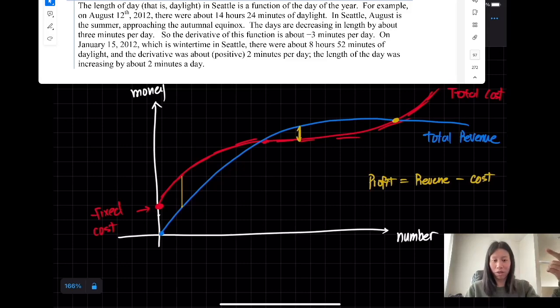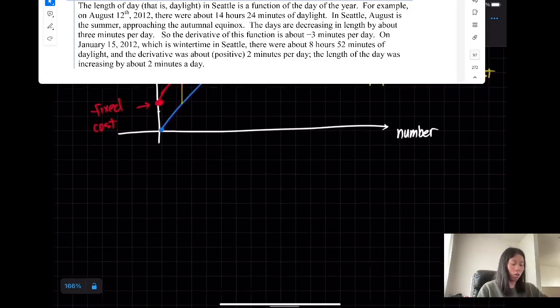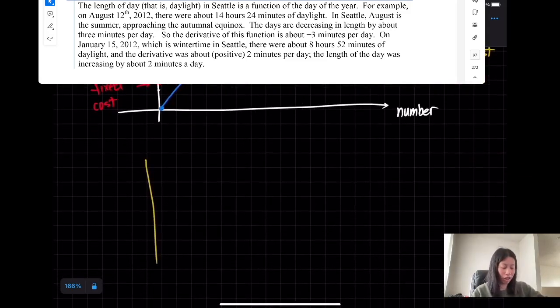So the derivative of this function is about minus 3 minutes per day. In January, when you start in the winter time, there was about 8 hours and 52 minutes of daylight, and the derivative was about a positive number, which is 2 minutes per day. So the length of the day was increasing by about 2 minutes a day. So on the graph, what do you think these look like?